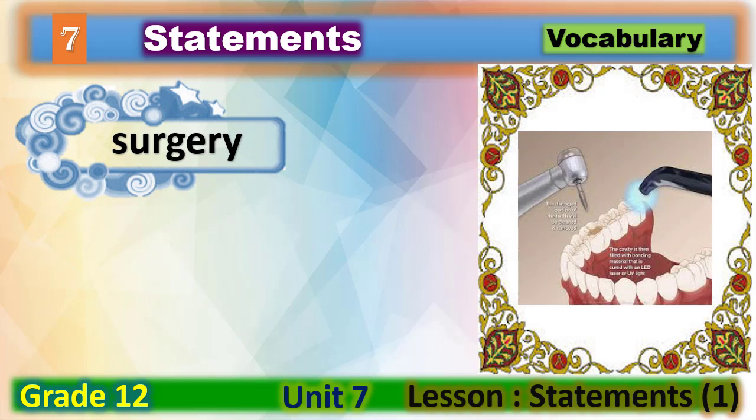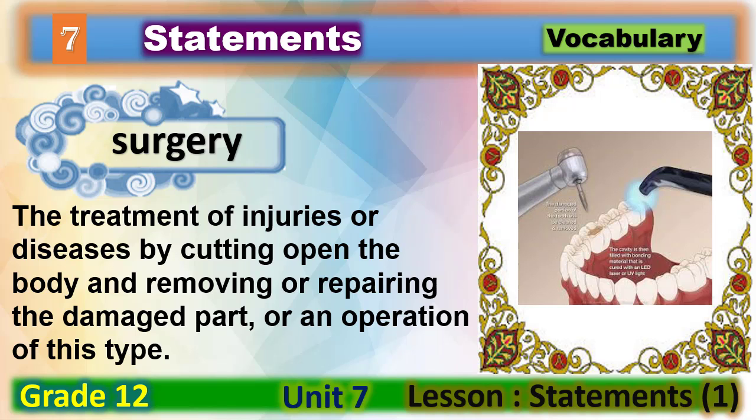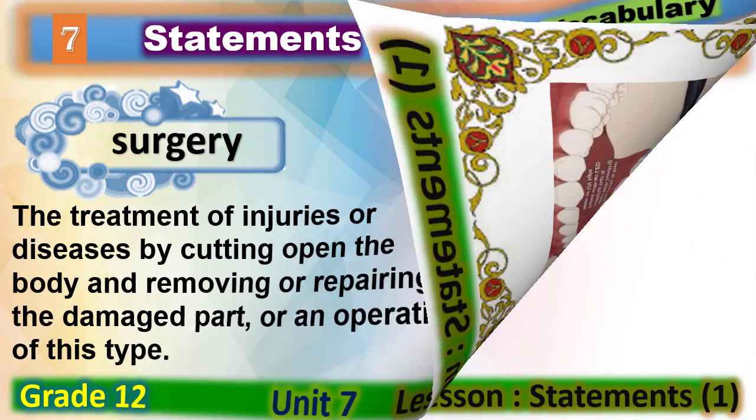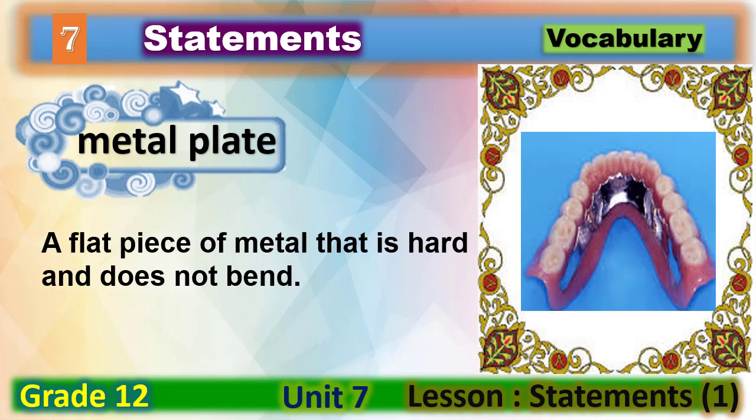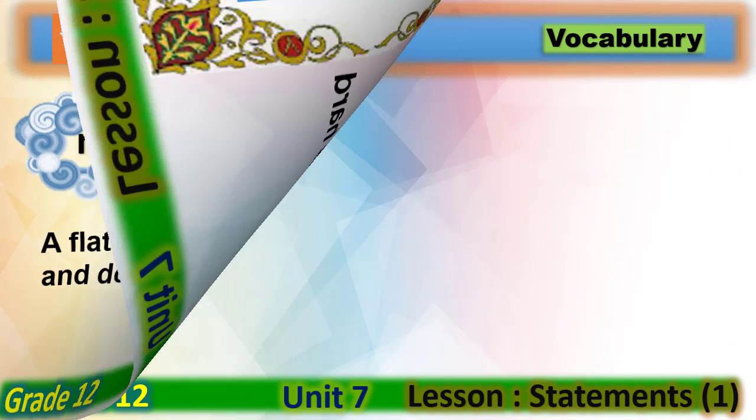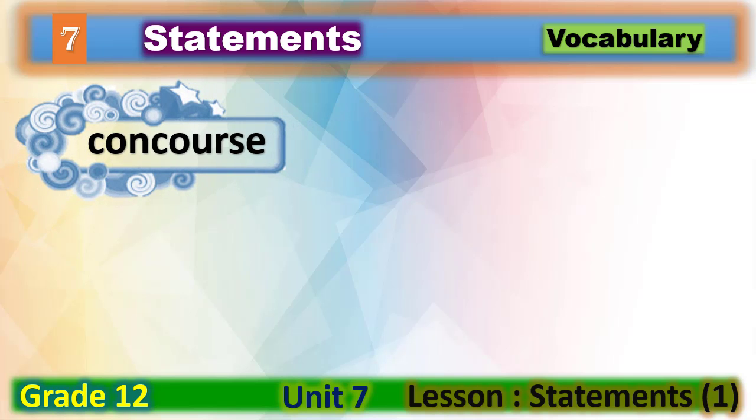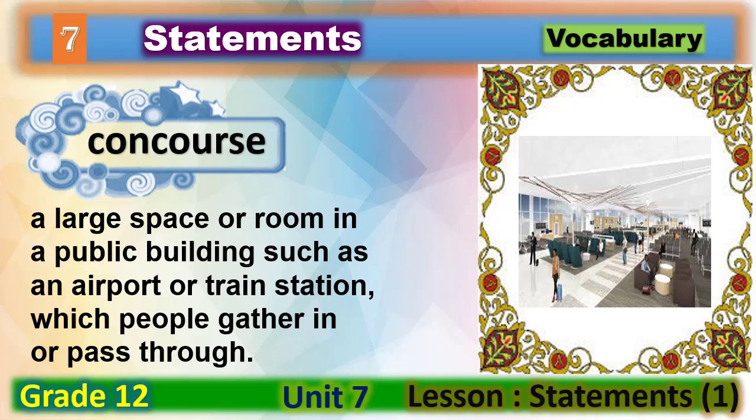Surgery, the treatment of injuries or diseases by cutting open the body and removing or repairing the damaged part, or an operation of this type. Metal plate, a flat piece of metal that is hard and doesn't bend. The last word is concourse. It's a large space or room in a public building, such as an airport or train station, which people gather in or pass through.